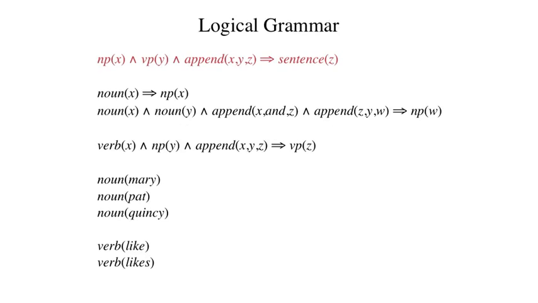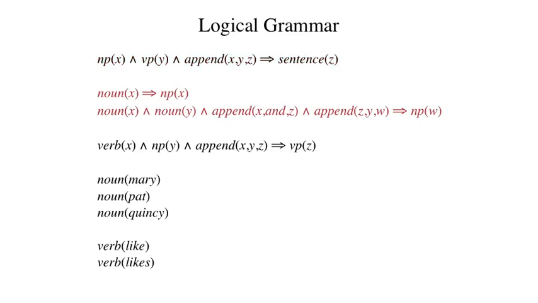Alternatively, we can use Herbrand logic to formalize the syntax of pseudo-English. Sentences here express the grammar described in our BNF rules. If X is a noun phrase and Y is a verb phrase, and Z is the result of appending X to Y, then Z is a sentence. Here we're using the append relation defined in the segment on lists.